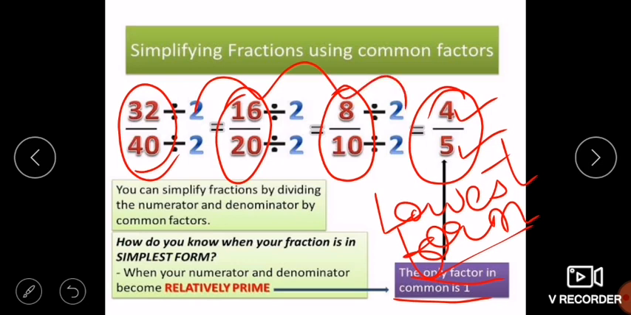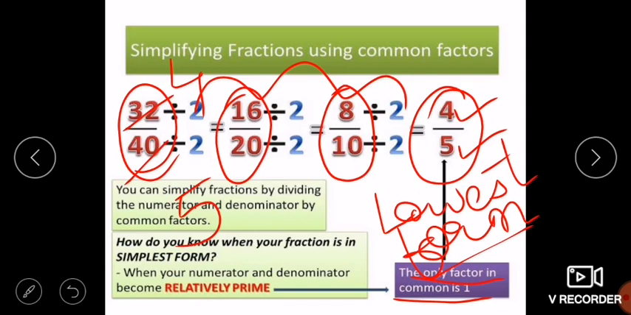We cannot divide it by 8. So the answer for this is yes, you can do the division by 8 also. You can simply divide: 8 4s are 32 and 8 5s are 40. Then also your answer will be correct. So it is not necessary that you are going to divide it by 2.